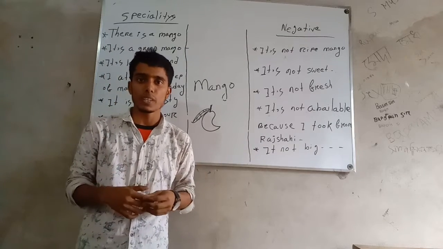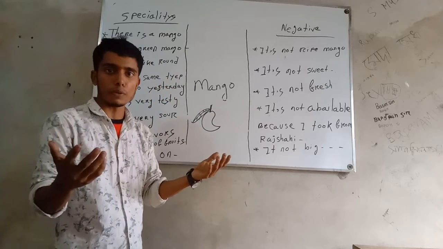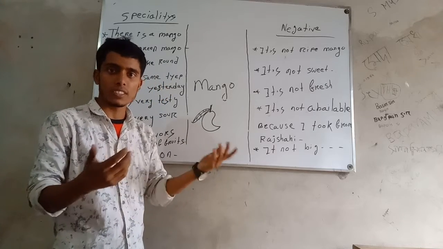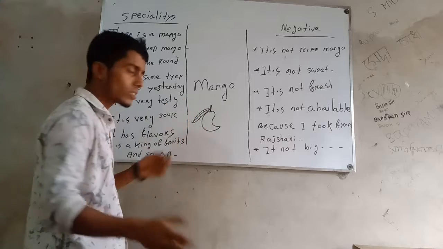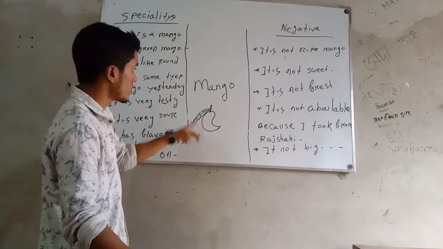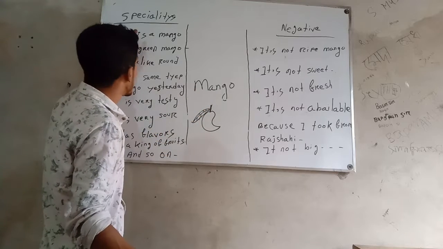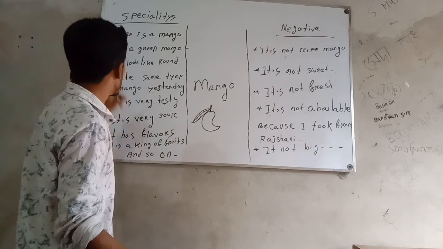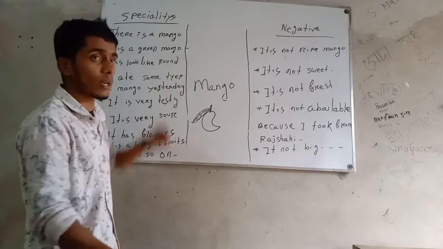Today we are going to practice how to talk about a mango. So let's start. Let's look at the board. There is a mango. It has some specialities. For example, there is a mango.